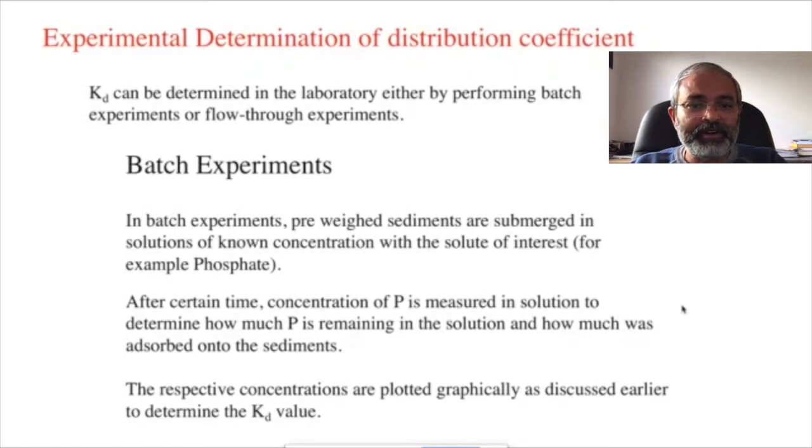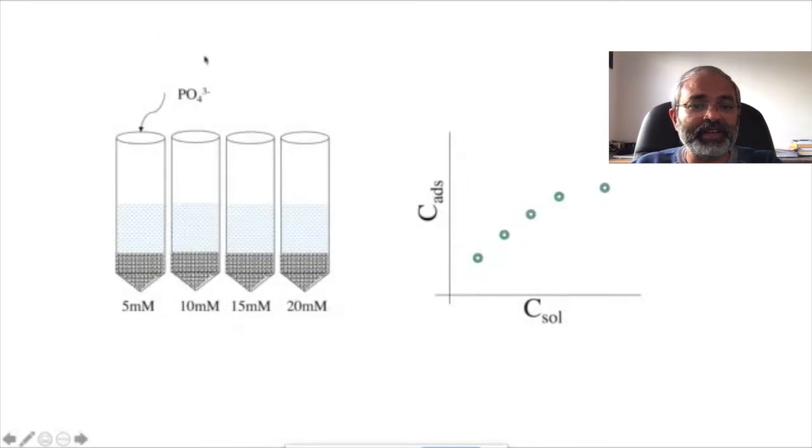Now KD can be determined either by performing batch experiments or using flow-through reactor experiments, and I'll explain that in a little bit. In case of your batch experiments, what one does is that you take your sediments and the solution containing the ion that you are interested in determining the KD for. So for example, in our case, we are interested in looking at the KD for phosphate.